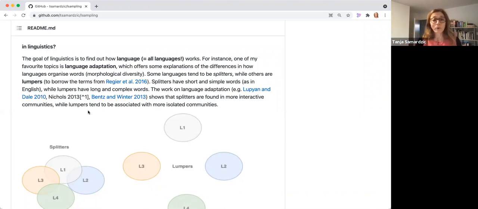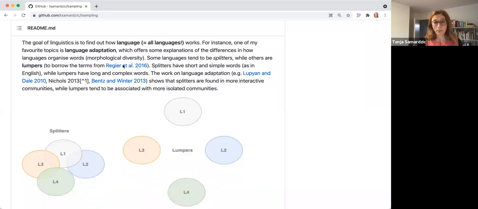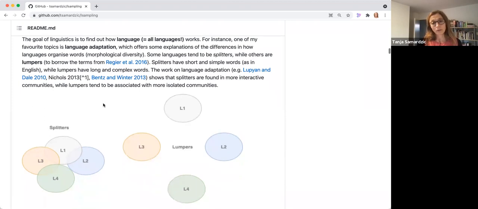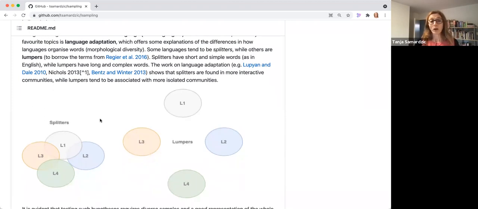I borrowed the terminology from this paper. You have the link here. If we borrow this terminology, we can call those languages that have shorter and simpler words splitters. And those that have longer and bigger words, we can call them lumpers, right? Because they lump a lot of stuff in a single word.